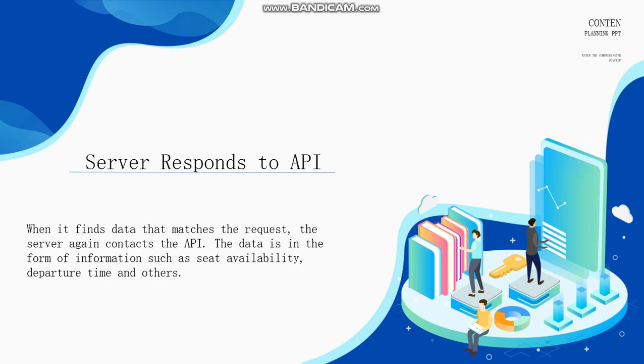Next, the server responds to the API. When it finds data that matches the request, the server contacts the API again. The data is in the form of information such as seat availability, departure time, and price.